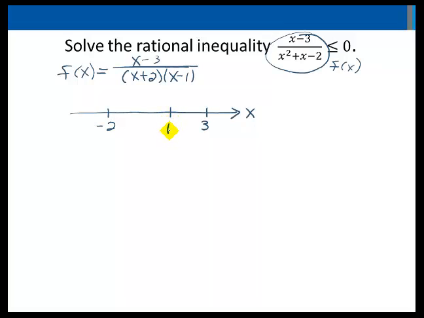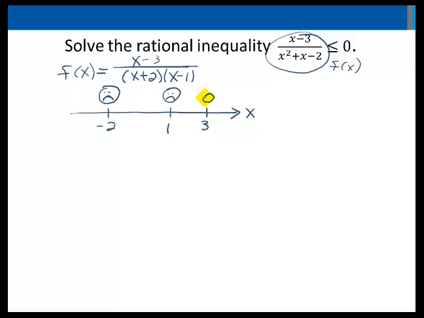Okay, so let's see what's going on at each of these values of x. At x = -2, I would have a 0 in my denominator. We can't have that, so I'll put a little frowny face here on the graph. If x = 1, same thing. We would have a problem. We would have a 0 in the denominator. At x = 3, we would have a 0, and so we'll put a 0 above the x = 3.